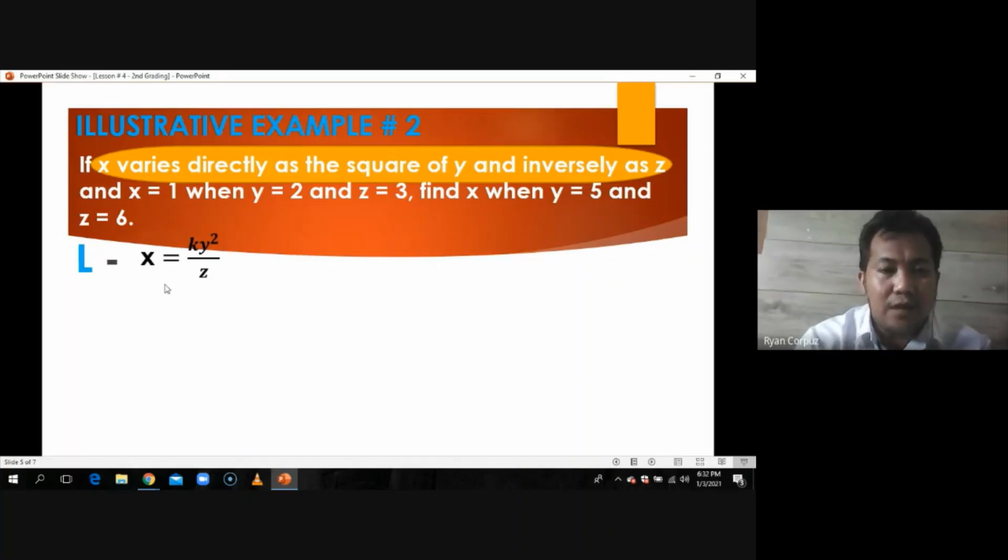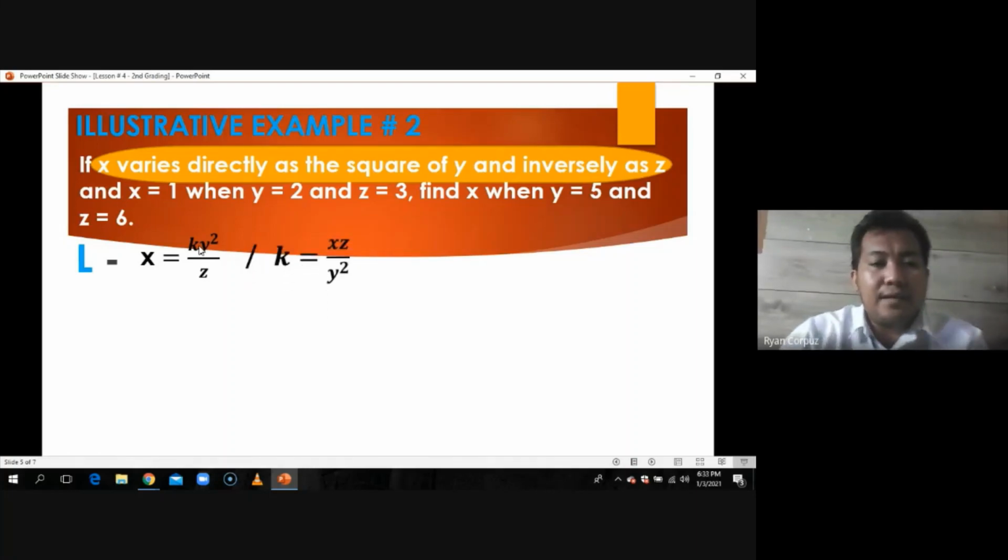Then for us to find out the formula for finding k, the second translation of it, multiply these two, that's xz, that would be the numerator. That would be k is equal to xz over the quantity na kasama ng k, which is y squared. So we come up with k is equal to xz over y squared.